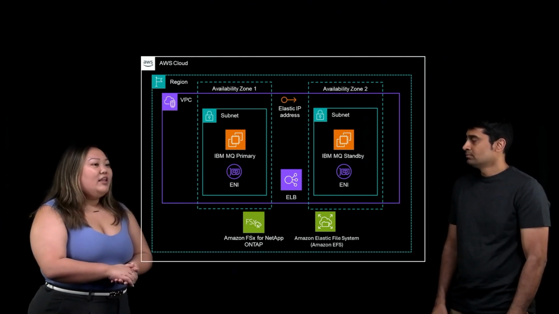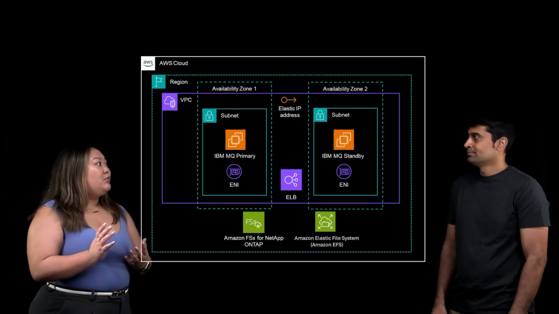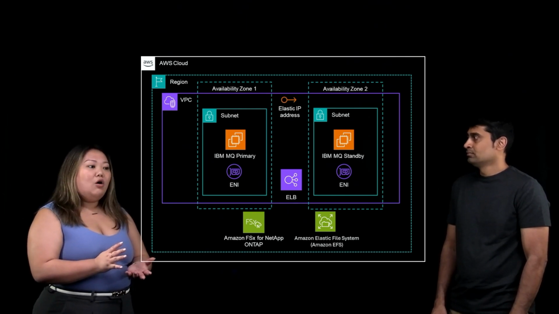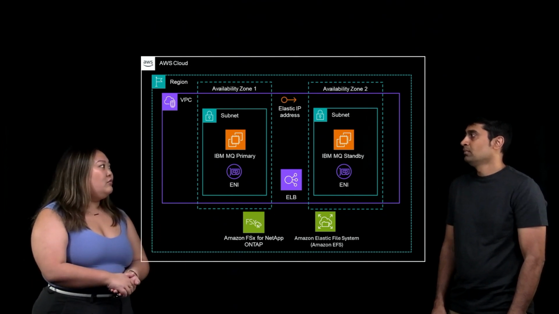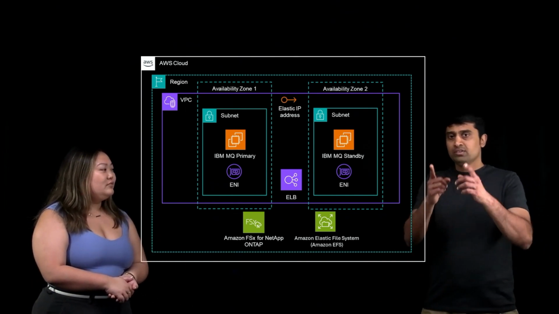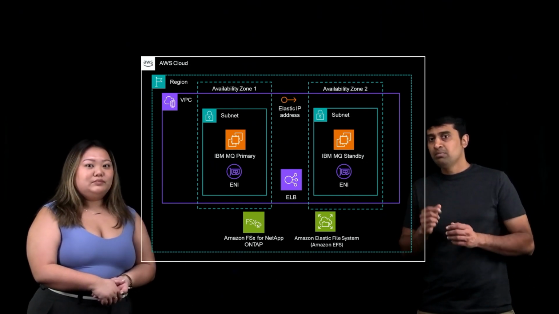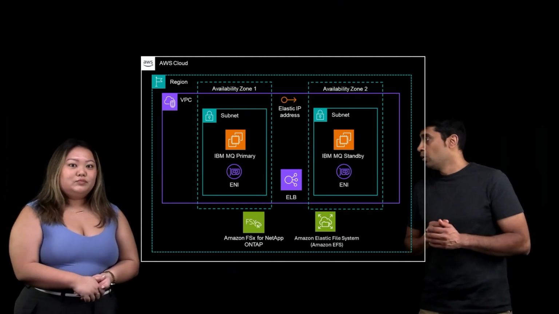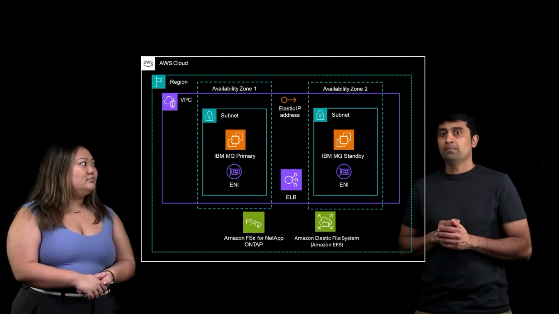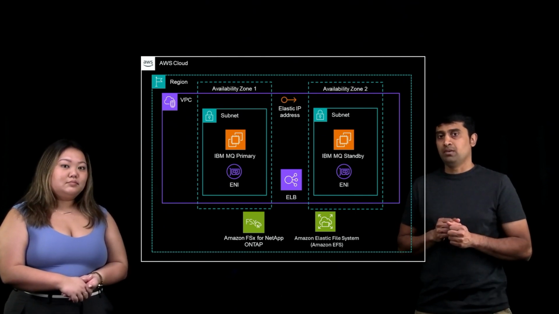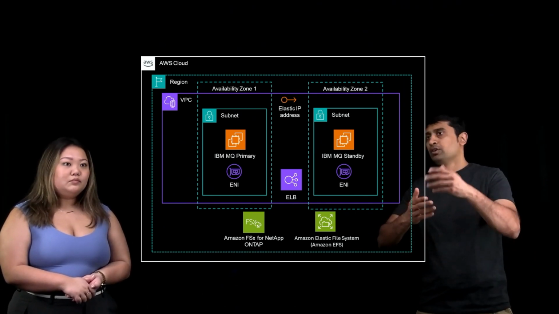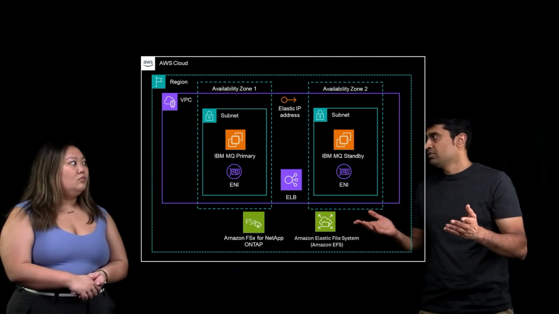So, Senthil, now that the standby MQ is the primary MQ, can you explain how the remaining applications are able to communicate with the new primary MQ? Yeah, sure. Notice we are using either Elastic IP addresses or the Elastic Load Balancer in this architecture. You could use either of them or you could use both, depending on your application requirements.